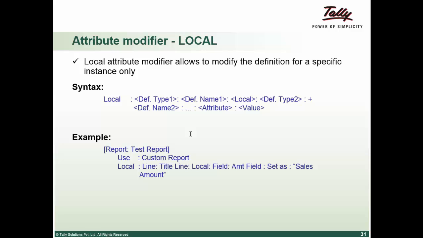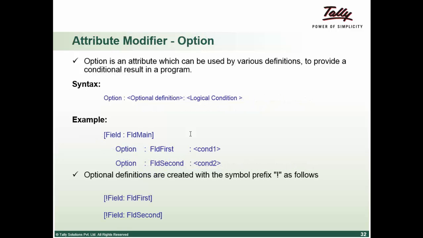Local is used to change the current definition type behavior. Then we have option. Option is an attribute which can be used by various definitions across all the definitions actually. That's menu, form, parts, line, key, field, import file, import object definitions. So all the definitions can use this.